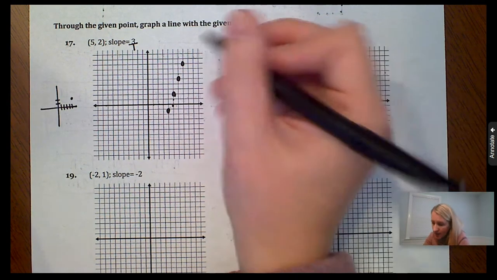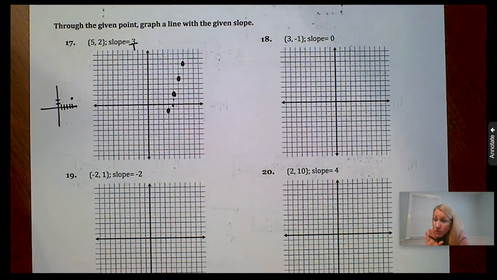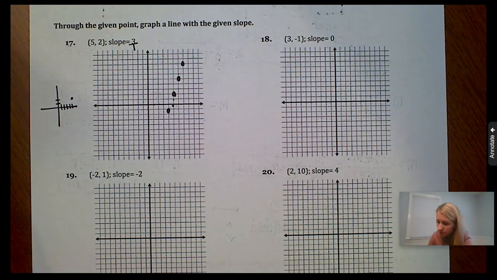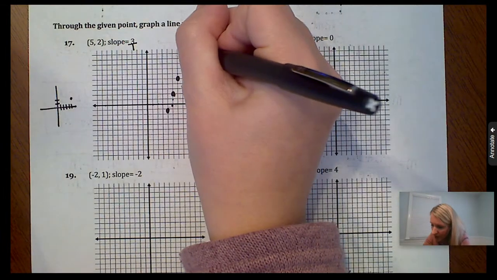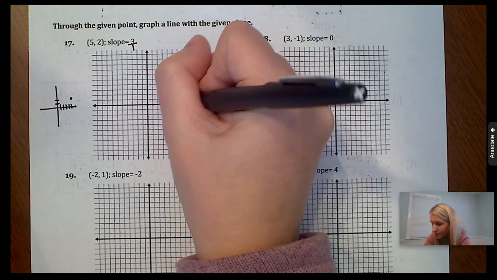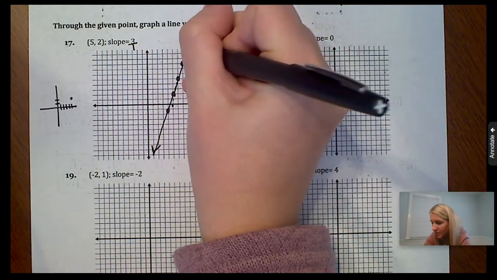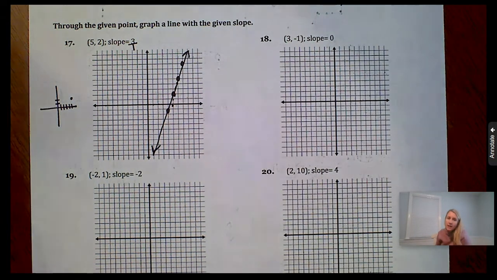But now that I have a few points, I would usually use a ruler, but I don't have one at my house. What a terrible math teacher I am. So I'm just going to do my best, whatever works here. And that would be what my line looks like.